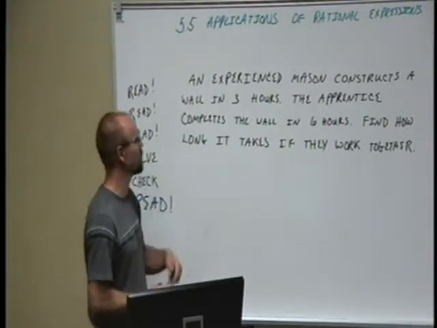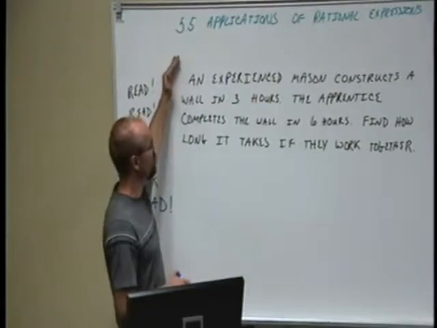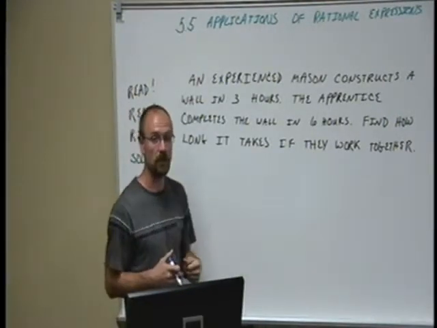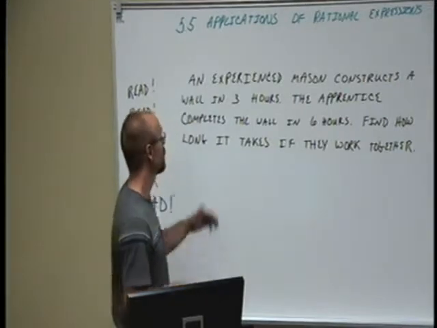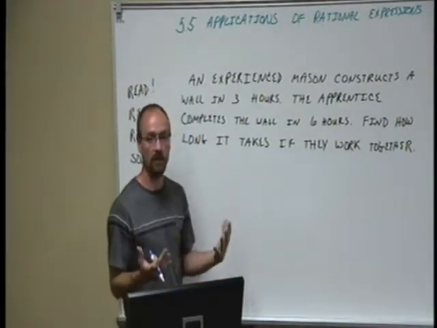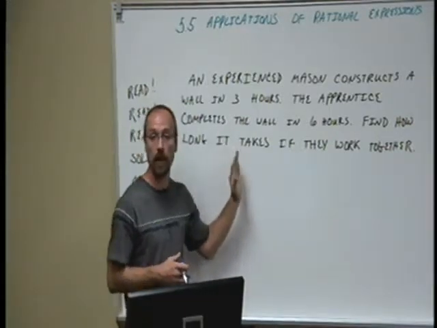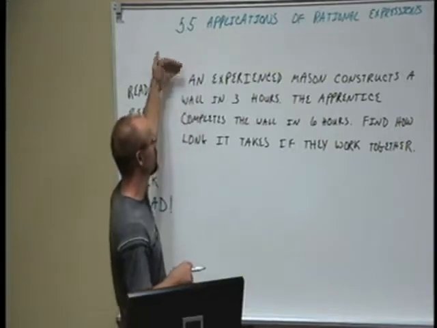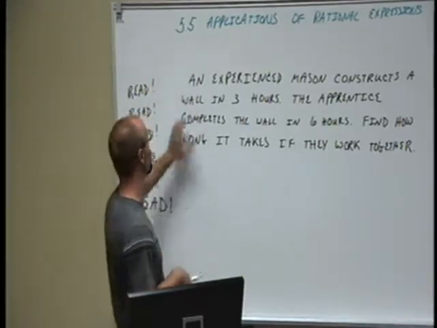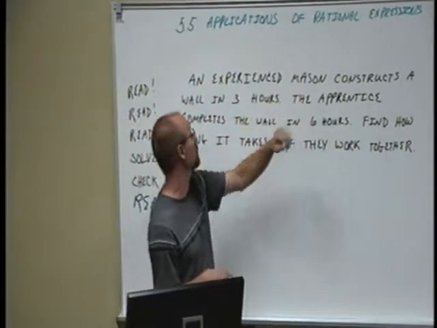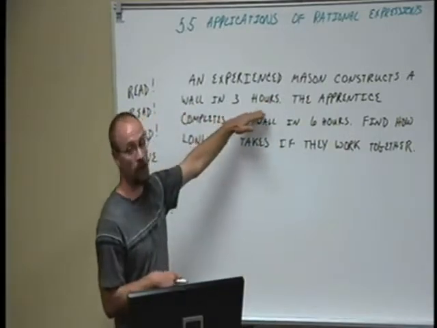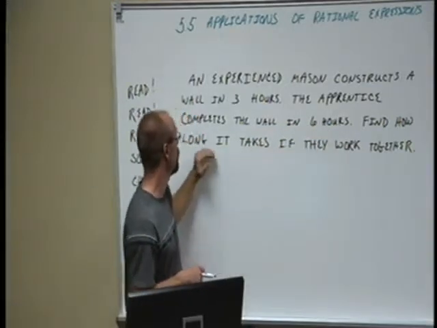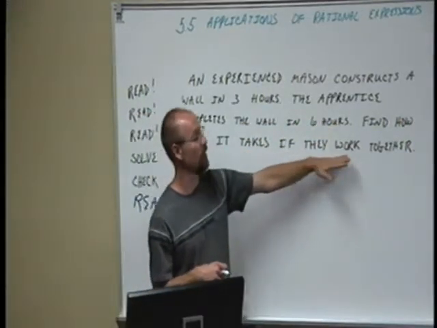So let's look at an example here. This application problem, being that we're in section 5.5, that should be a clue sometimes, especially in a math class, that we're working with rational expressions, we're working with proportions. So that's probably going to be the tool that I want to use to apply here. Now, first thing we're going to do is just read it. Do we understand the words? An experienced mason constructs a wall in 3 hours. The apprentice completes the wall in 6 hours. Find how long it takes if they work together.